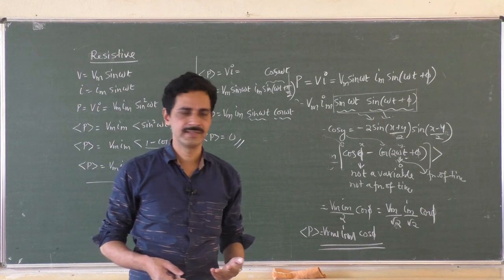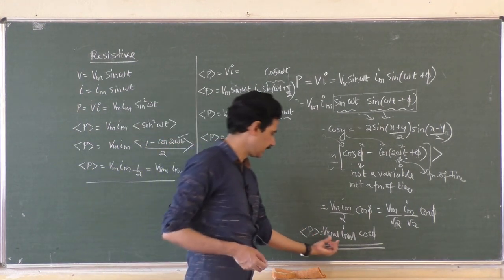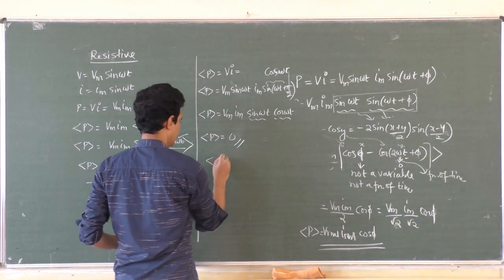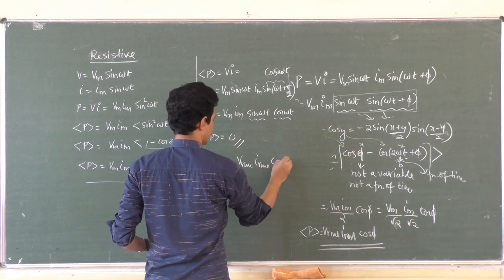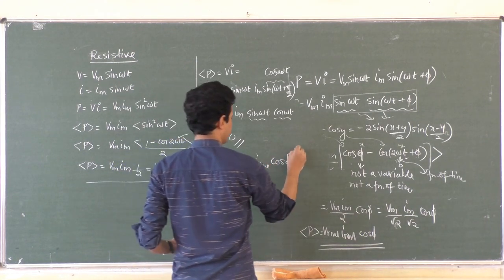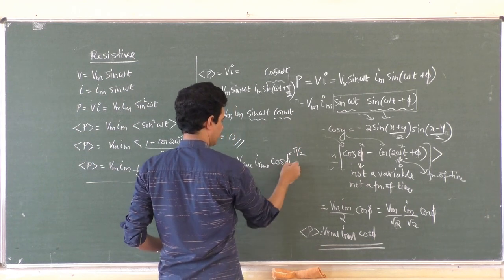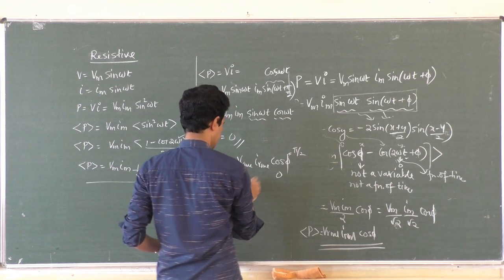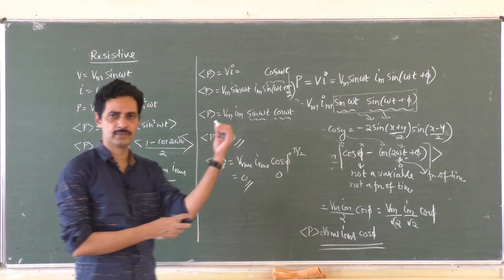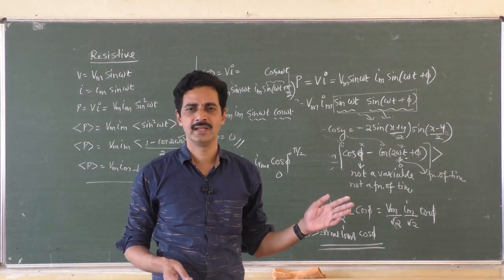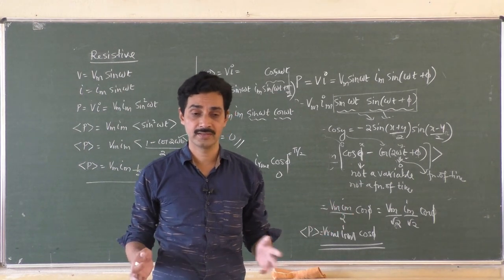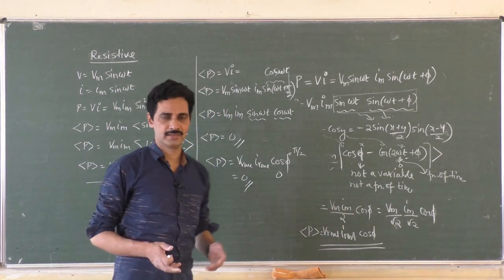So average power dissipated, of course, how can you prove it here? Average power formula is Vrms into Irms into cos phi, where phi is pi by 2, cos phi is 0. So average power is 0. So current in an inductive and capacitive circuit is called wattless current. It doesn't produce any loss of energy in the form of heat. No heat energy is produced.